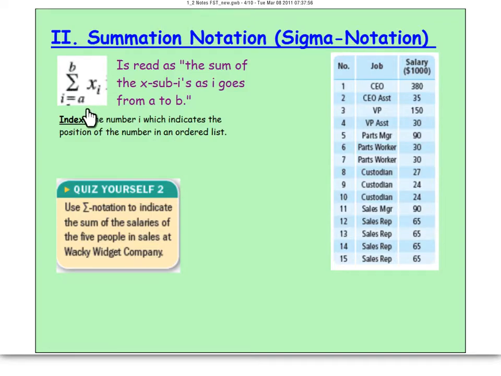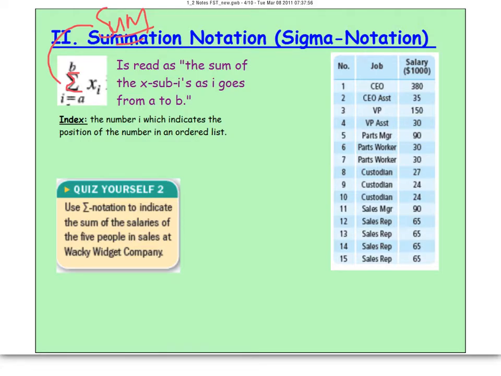This here is what we call sigma notation, and it's called that because this weird looking E is the capital letter sigma in the Greek alphabet. In the mathematical world, it means to sum. So when you see this symbol, it means you're going to add. Here's how you read it: the sum of the x sub i's as i goes from a to b.